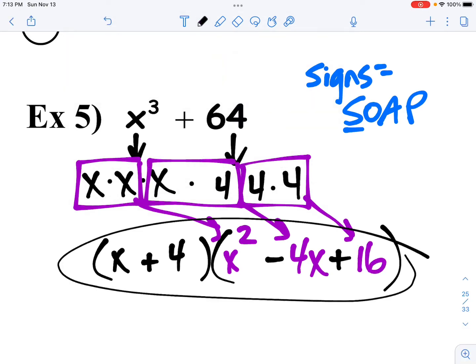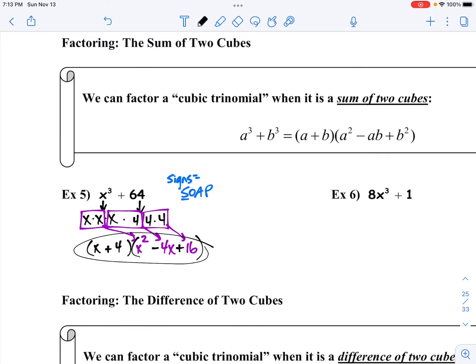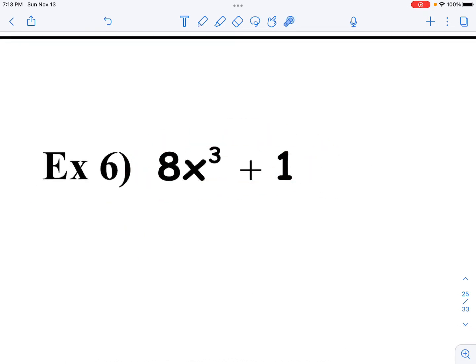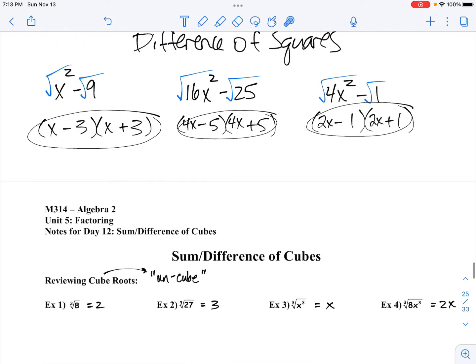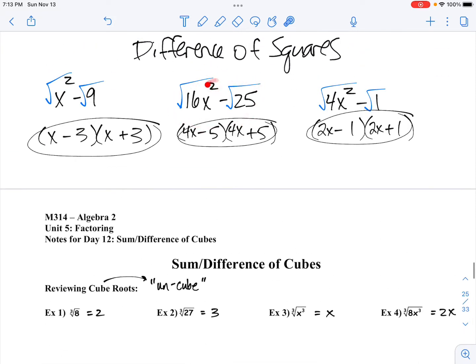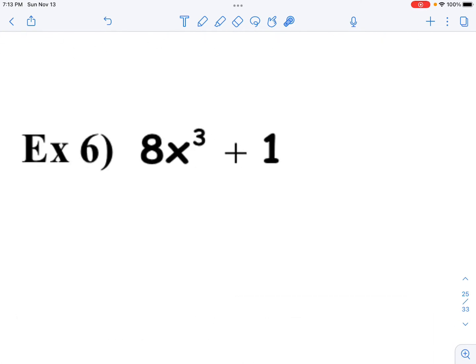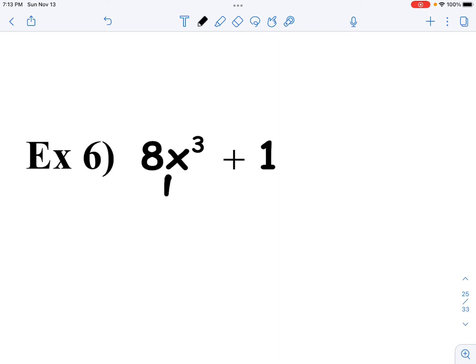I know that was kind of a lot. Let me do a few more so that you kind of get the hang of it. We got to practice these. Here's another example. Again, I see two things, but it's not squares like these. This is squared. 16 is 4 squared. 25 is 5 squared. Those are squares. These are cubes. Okay? So I'm going to uncube them.